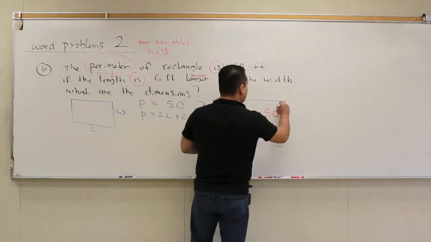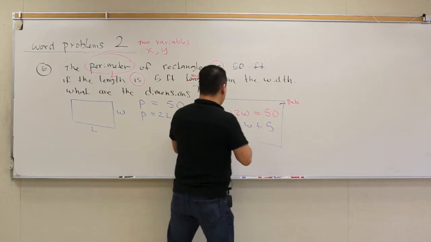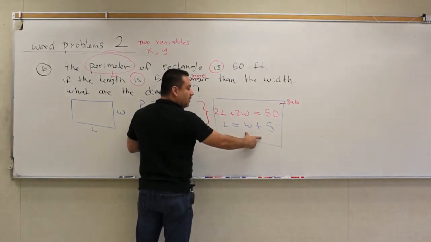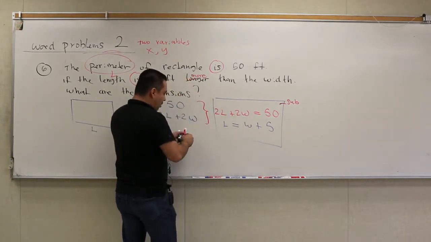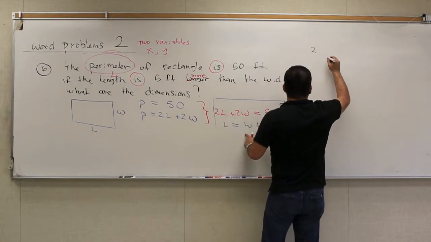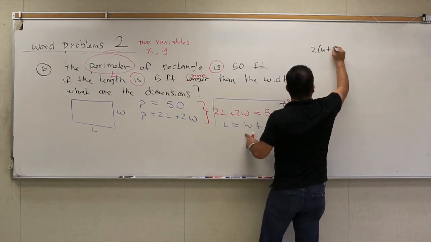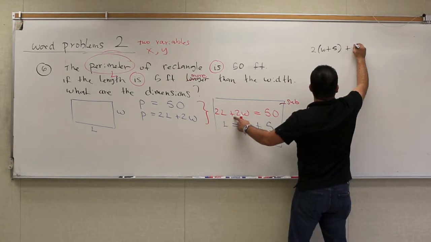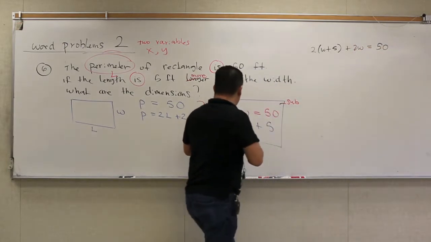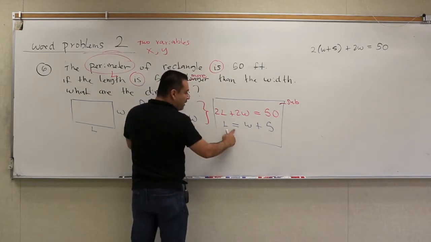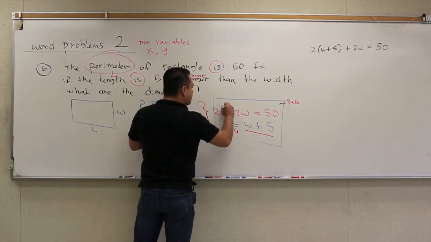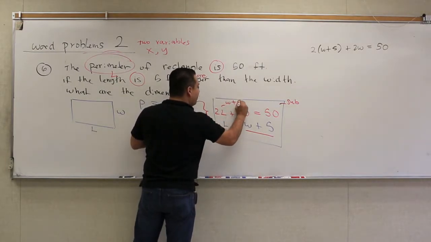How do you do that? By substitution. Let me write it down. Wherever there's an L, we replace it with what? W plus 5? So this here is 2, not times L anymore, but by what? W plus 5. Don't forget plus my 2W. That's supposed to be 50. So what I'm saying to you is this L is W plus 5. Replace this L with a W plus 5.